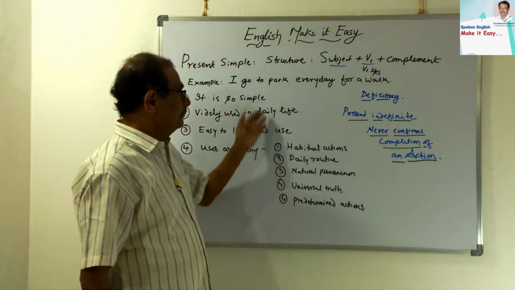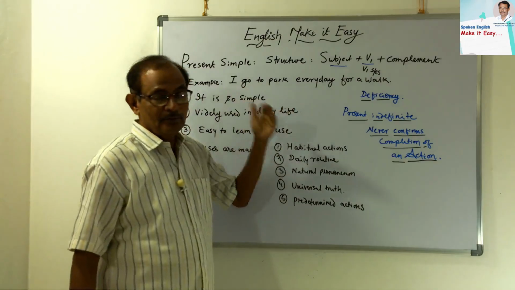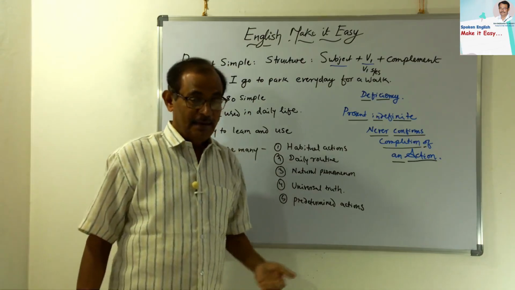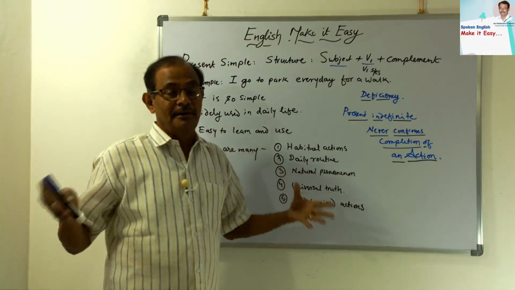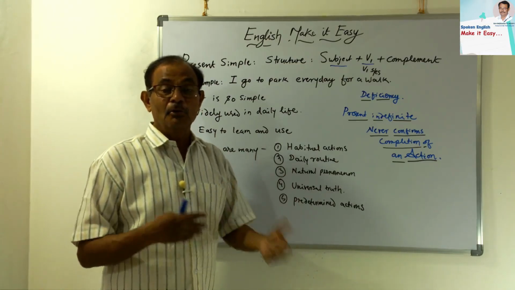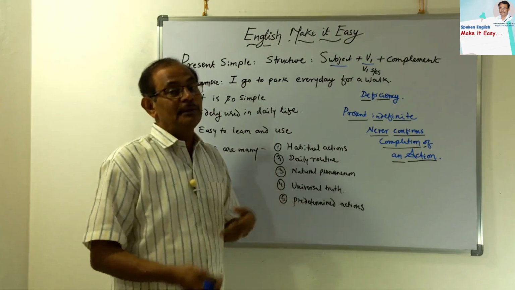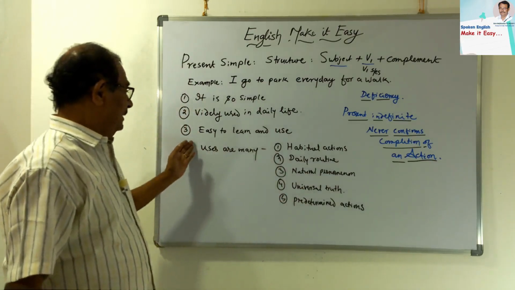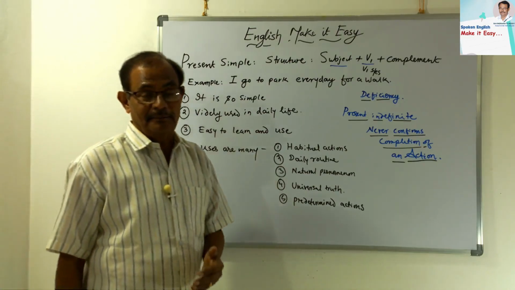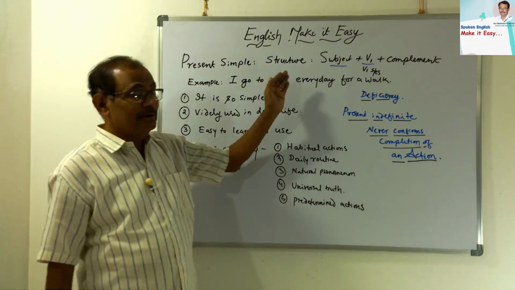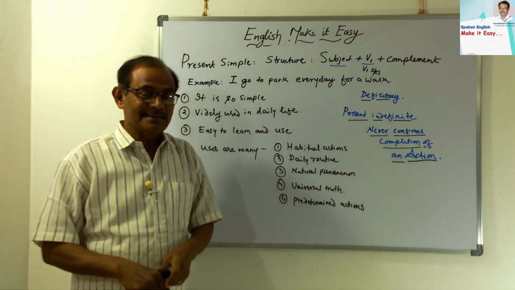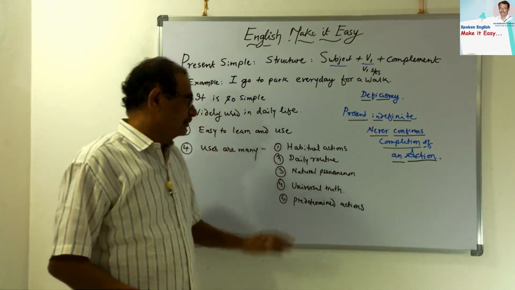So we are in simple present. Here the structure is so simple and very easy to learn and use, and it is used very widely. Every day hundreds and thousands of sentences are used by so many people. Easy to learn, and the uses are many. Though it is so simple, the uses are very vast. So what are those uses?